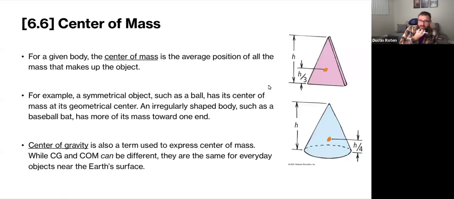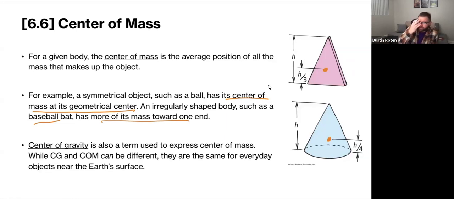So a symmetrical object such as a ball is going to have its center of mass at its geometric center. That makes sense. The ball is perfectly round. Its center of mass would be right dead center. Smash it all down at once, you just got a smaller ball, essentially. But an irregularly shaped object, such as a baseball bat, may have more mass toward one end or the other.